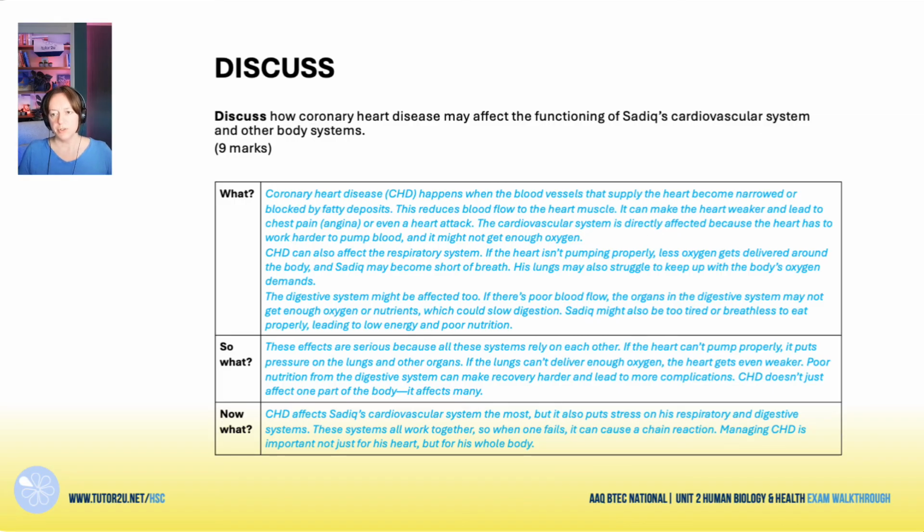Then in my so what, I'm thinking about, well, why is this important? What is relevant? So I'm then doing my interlinks. So I'm saying if the heart can't pump properly, it puts pressure on the lungs. If the lungs can't deliver enough oxygen to the body, then the heart gets weaker. If the digestive system is not being perfused with blood, then it might not work as well, so our nutrition is impacted. So I'm talking about how cardiovascular disease affects all these body systems separately, but then the cumulative effect is to make someone even more poorly.